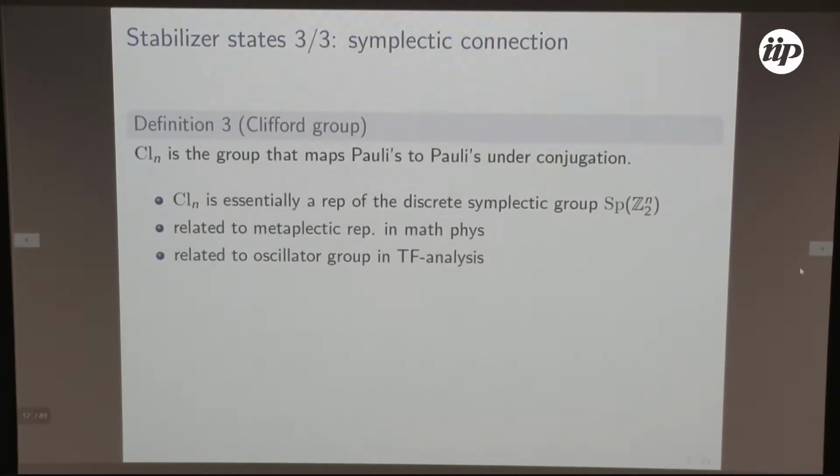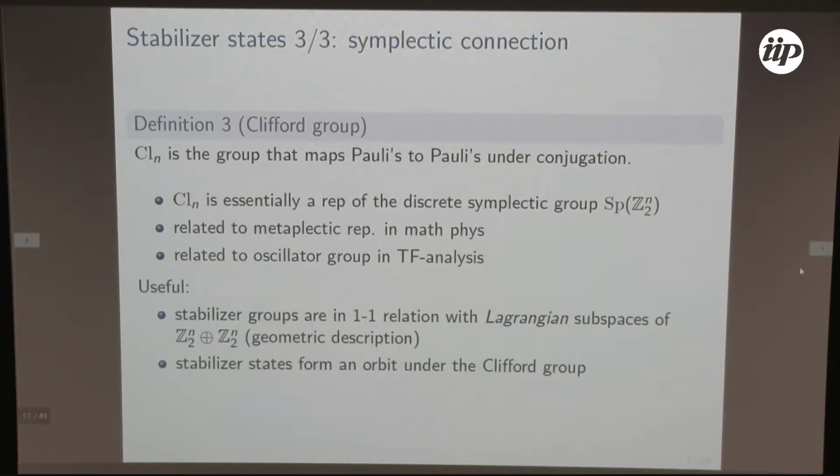And then there's also a symplectic connection and a more geometric approach to all this. It's heavily based on the symmetry group of all stabilizer states. So the Clifford group, Cl_n, on n qubits, so in dimension 2 to the n, is the group that maps Pauli matrices to Pauli matrices under conjugation. So it's a symmetry group. Essentially, it is a representation of the discrete symplectic group over the finite field we talked about on the first introduction slide. And it's related to the metaplectic representation in mathematical physics and the oscillator group in time frequency analysis.